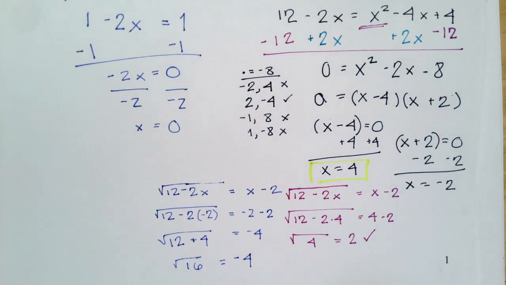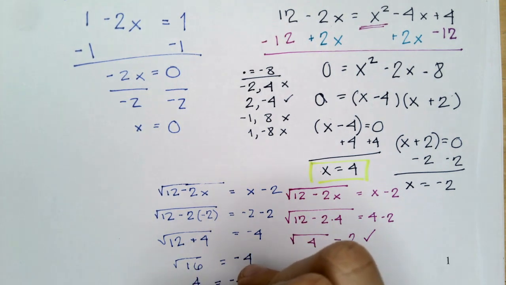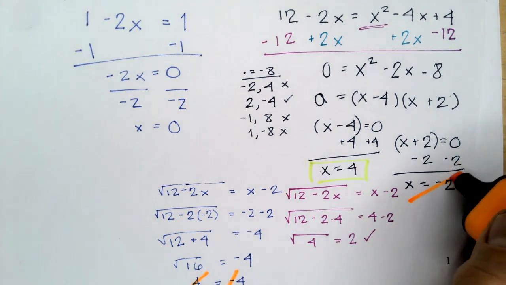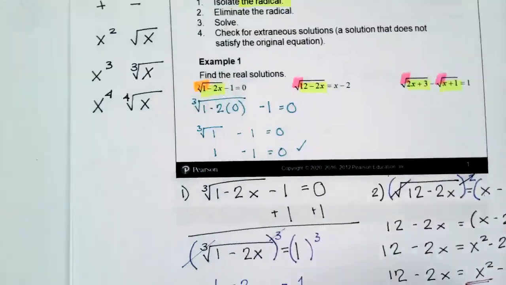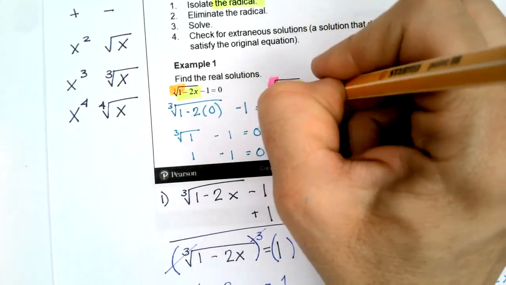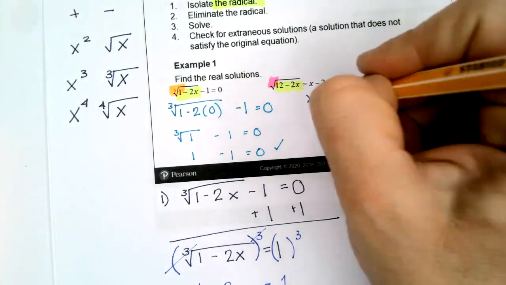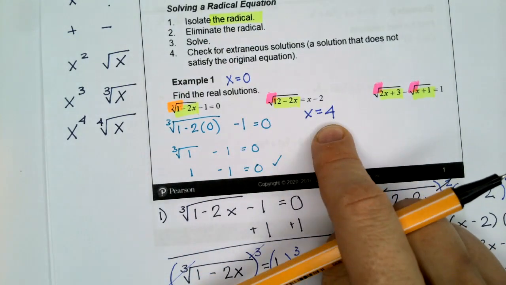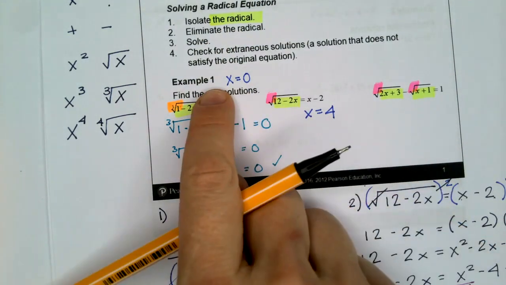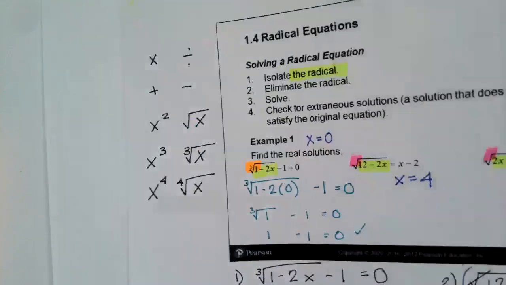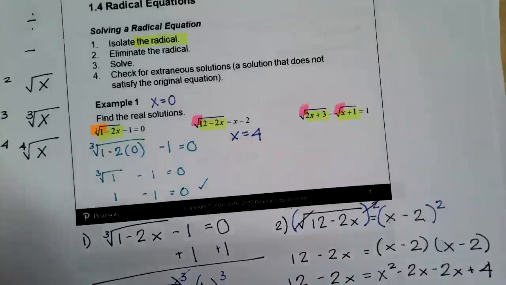Is that true or not true? That's 4 is equal to negative 4. That's not true. So we're going to say that that is not a solution. That's an extraneous solution. The only real solution for this one is x equals 4. x equals 0 for our first one, x equals 4 for our second one. We checked this answer, we checked this answer, we checked x equals negative 2. x equals negative 2 did not give us an answer that worked.